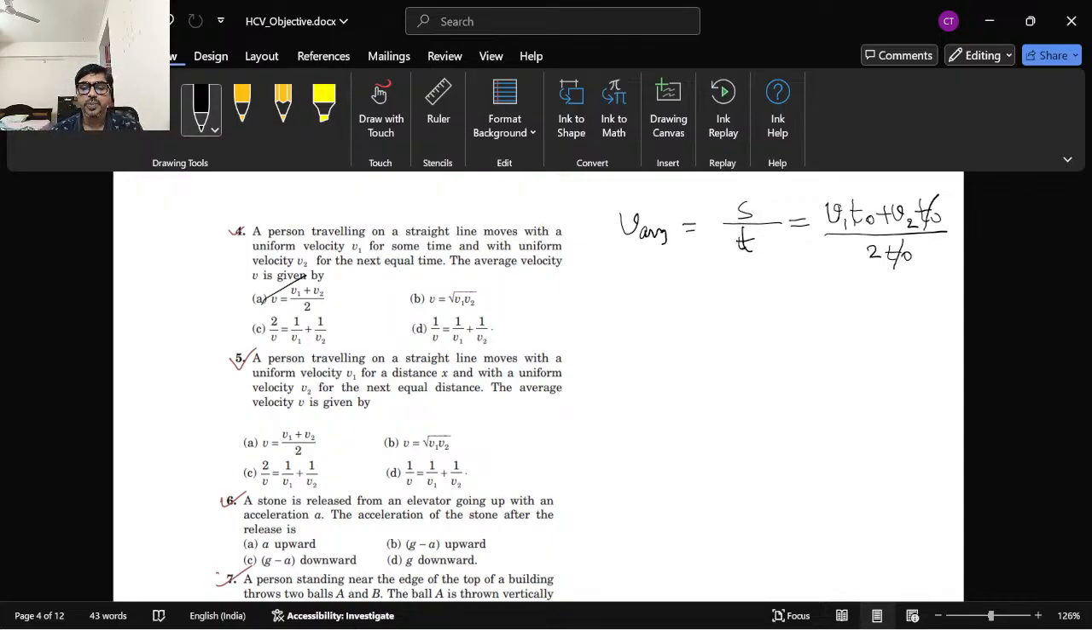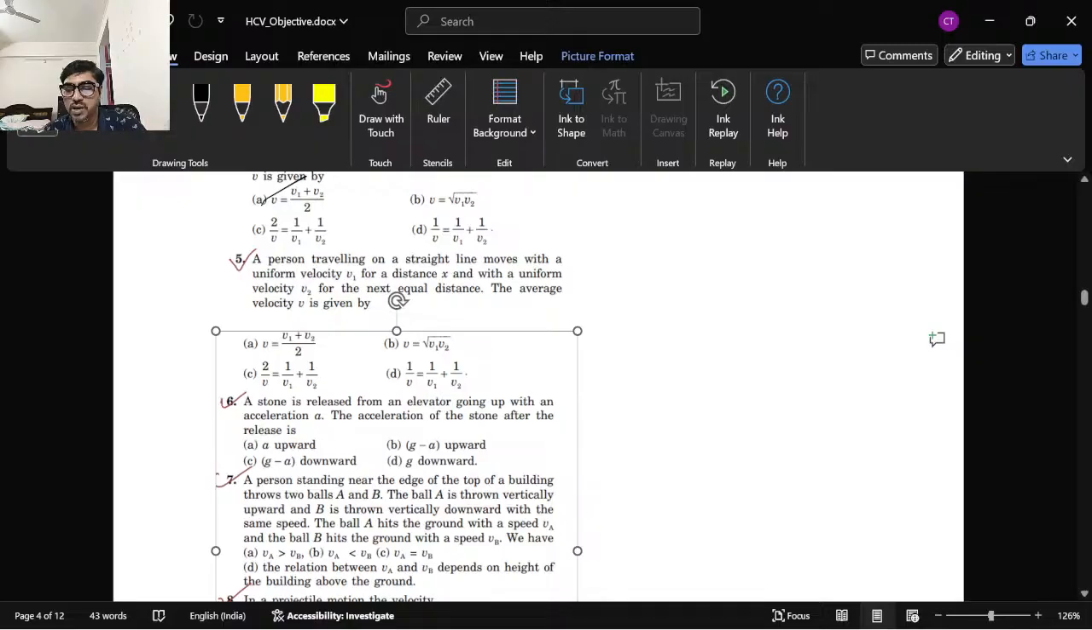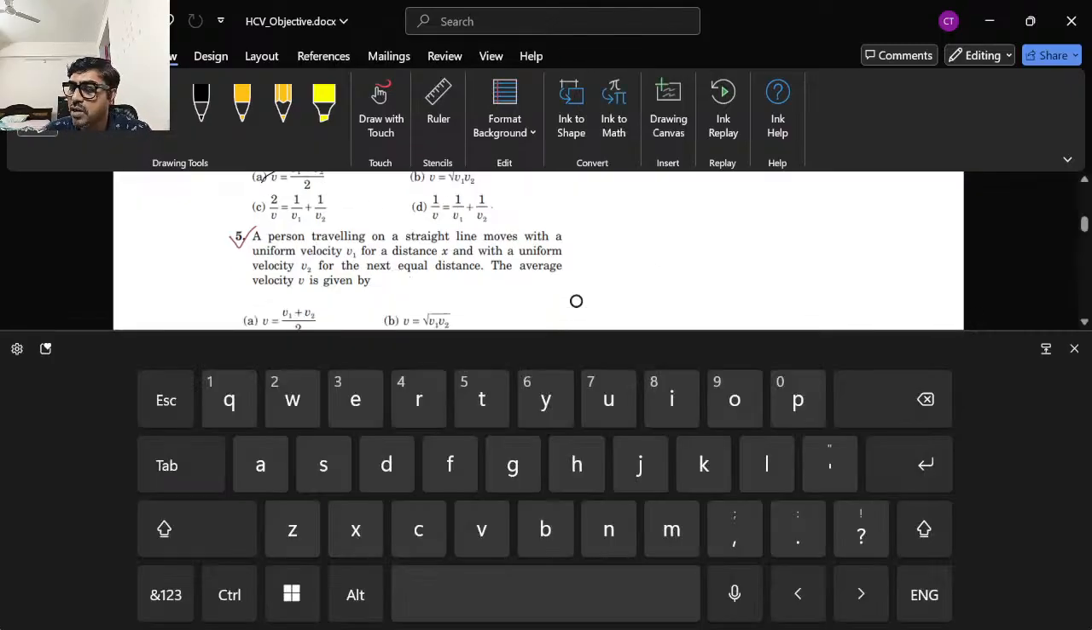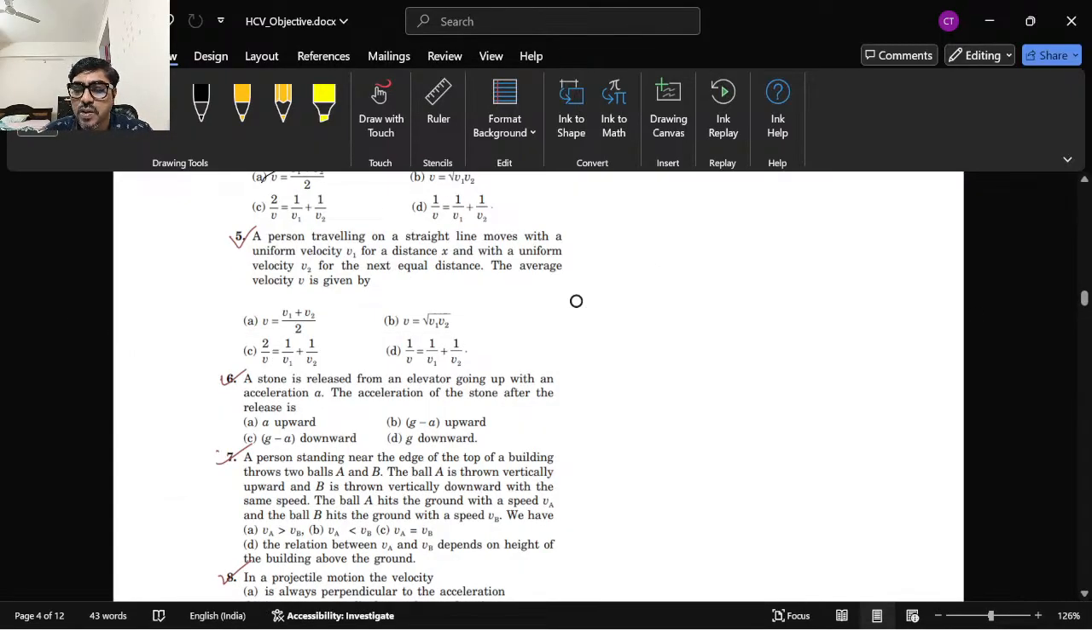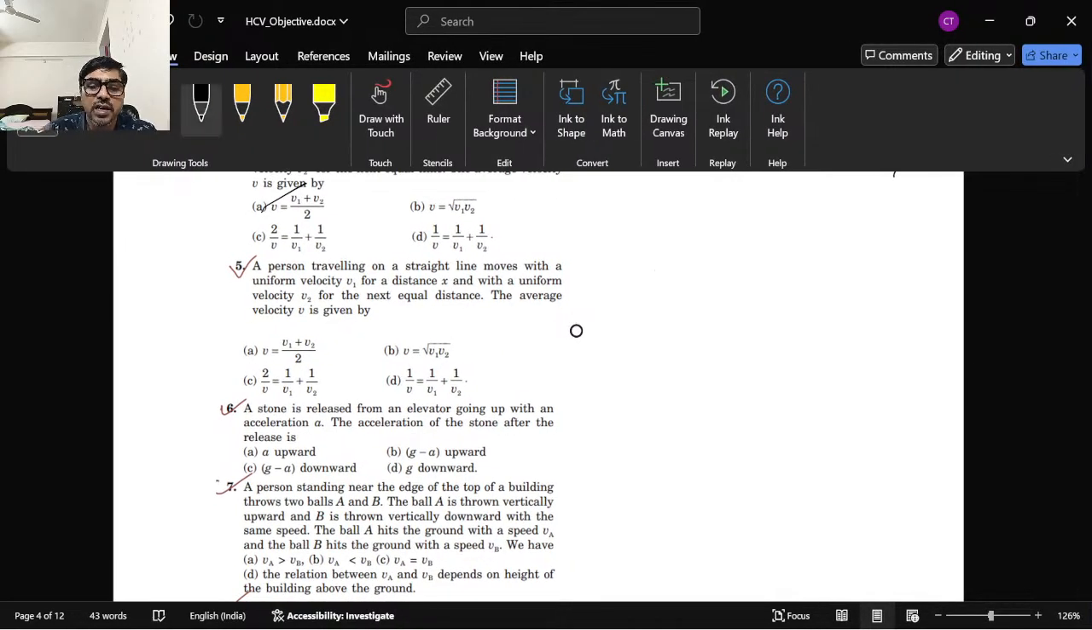Okay, next. A person traveling on a straight line moves with a uniform velocity v1 for a distance x and with a uniform velocity v2 for the next equal distance. The average velocity is given by, I was talking about that now. Here you will get the harmonic mean. Let's see how it is. Total time is equal to the time for the first journey plus the time for the second journey.